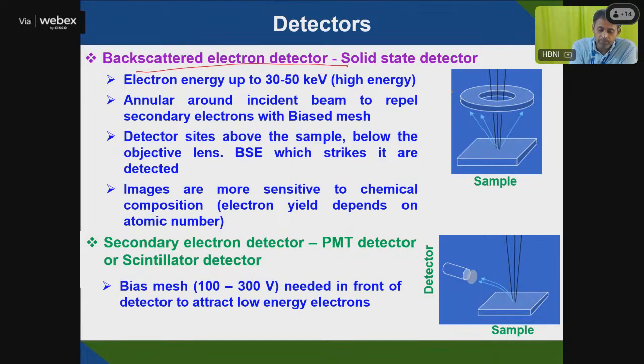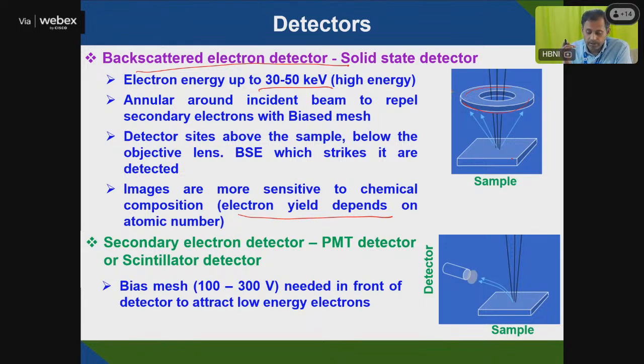So if you see the backscatter electron, it comes mostly from the sample, and the backscatter electron is a circular electron just on the top of the sample surface. With an electron energy of 30 to 50 keV, images are more sensitive to chemical composition. The electron yield of backscatter electrons depends upon atomic number, so the contrast is variable.